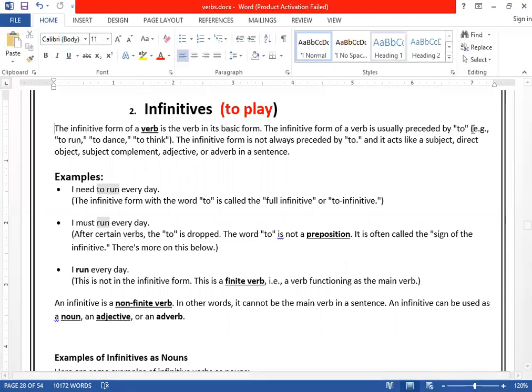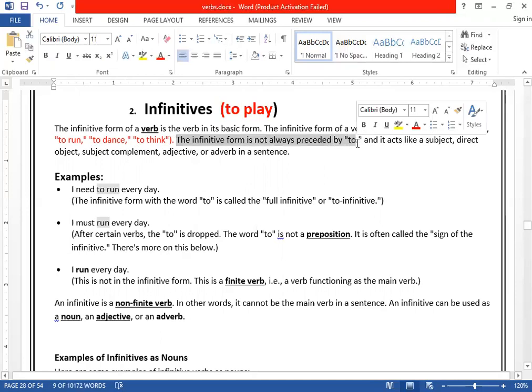Clear? For example, here are some of the examples that I have written: to run, to dance, to think, clear. All of them are what? We call them infinitives. And as I said, the infinitive is not always preceded by to, not always. But usually it is preceded by to. But there is also a case. We call that bare infinitive. The type of infinitive we will study, that is called what? Bare infinitive. Without to infinitive, we will study later on.